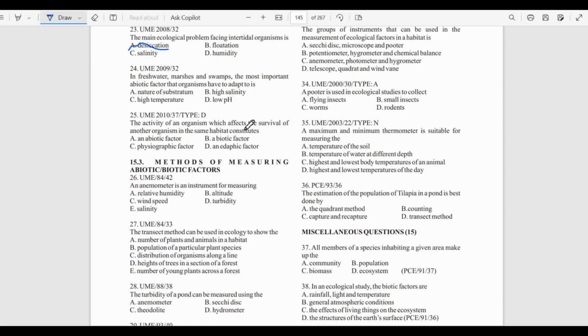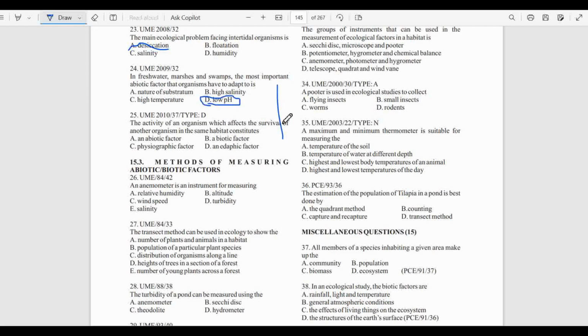Question 24. In freshwater marshes and swamp, the most important abiotic factor that organisms have to adapt to, rather, is, okay, so first, marshes and swamp are characterized by high salinity, tidal movement, waterlogged soil, and anaerobic soil, resulting in high acidity. So the right answer to this question, with high acidity, there will be low pH. With high acidity, it means the pH is low.